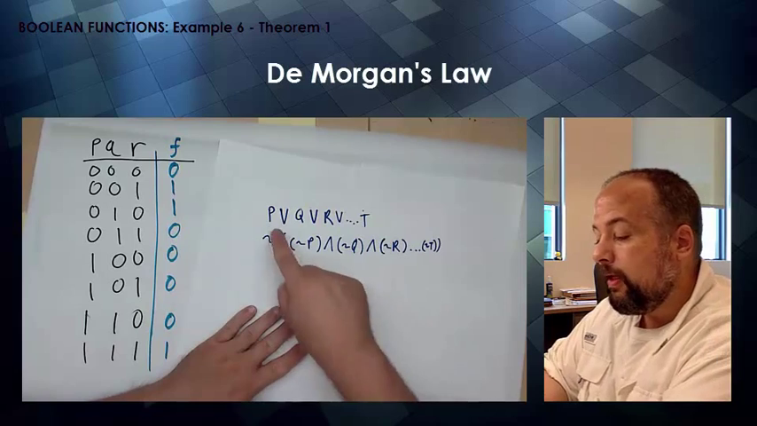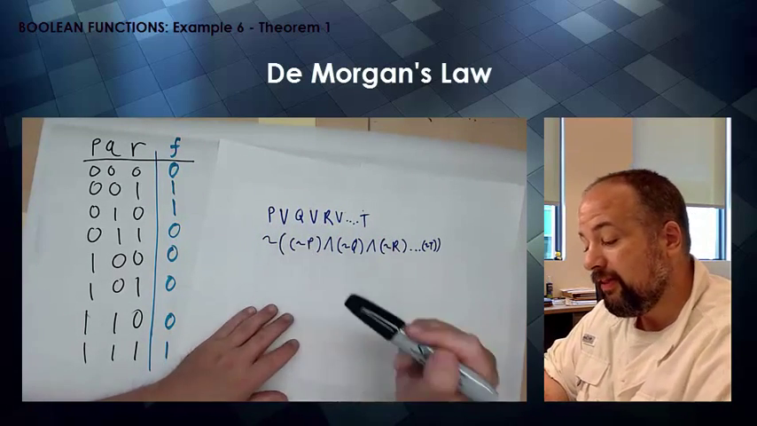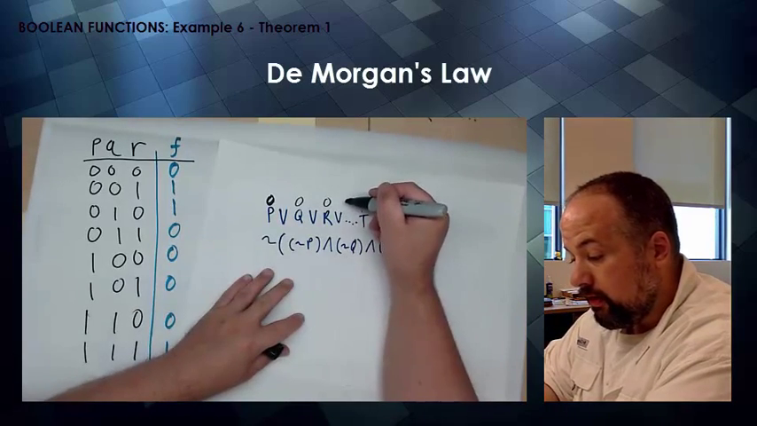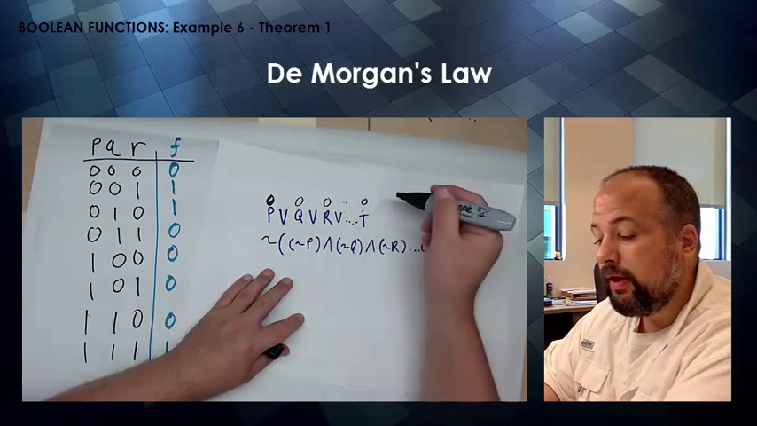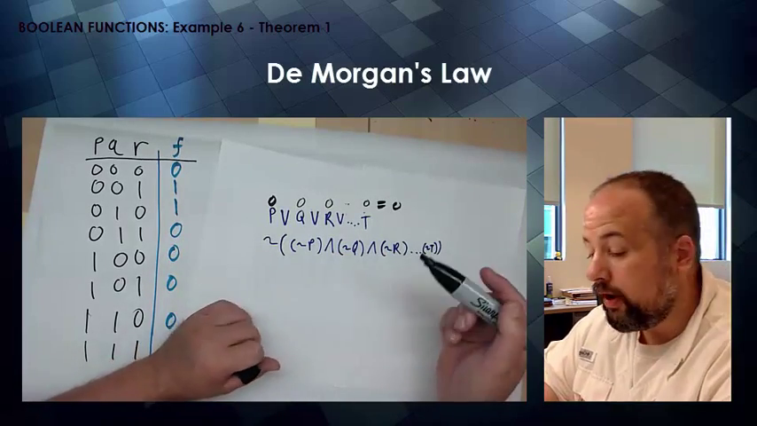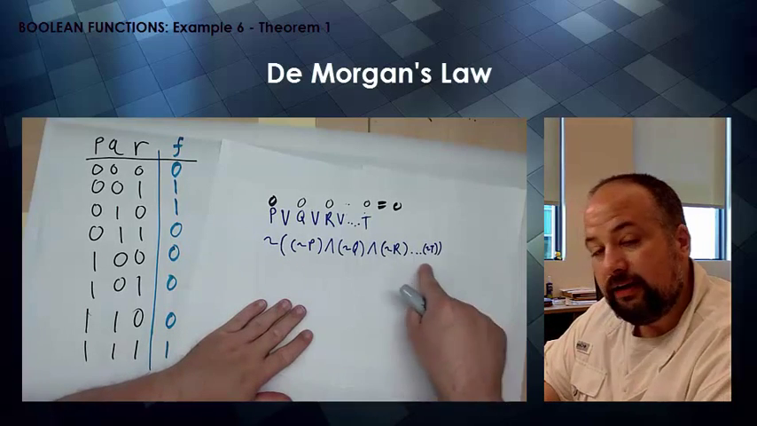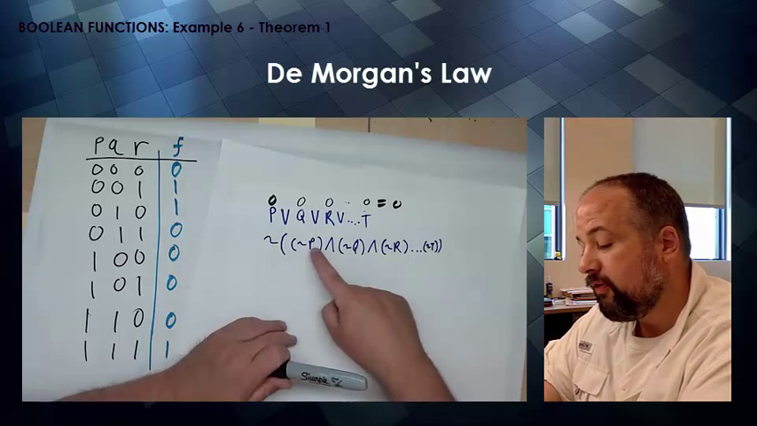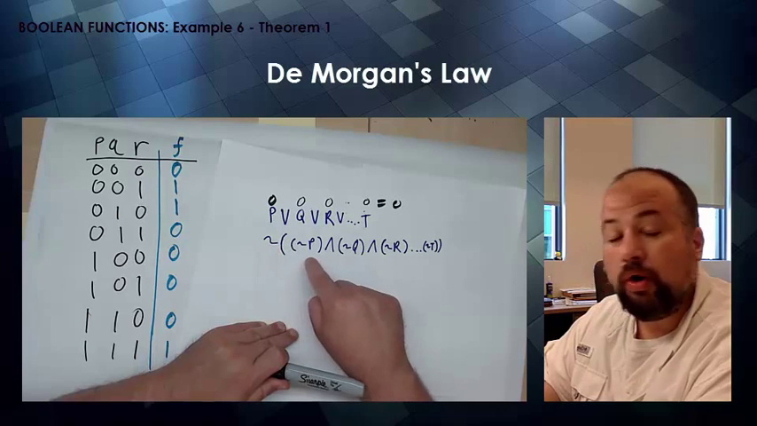Look at it like this. If P or Q or R, the only way that this can be 0 is if all of the inputs are 0, right? Because we're ORing them together. So the only way that the whole thing can be 0 is if they're all 0. If any of them are 1, then the whole thing is 1, right? The only way that this can be 0 is if everything inside the big parentheses is 1, excuse me.